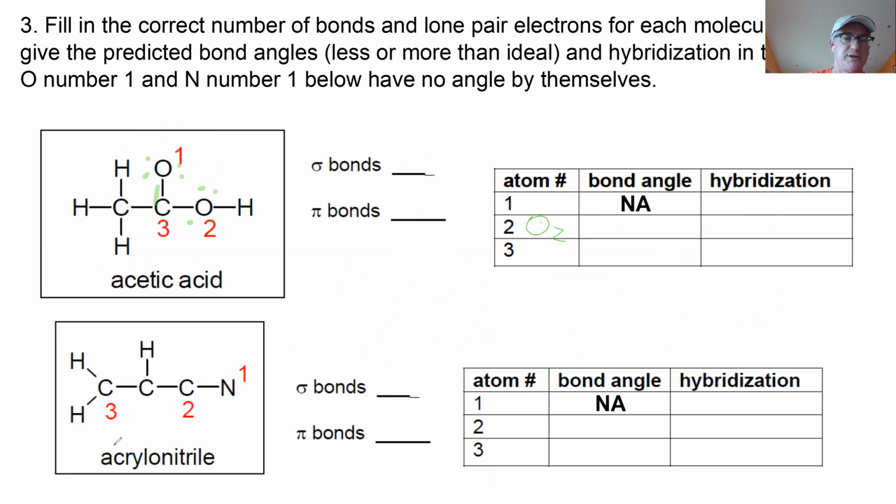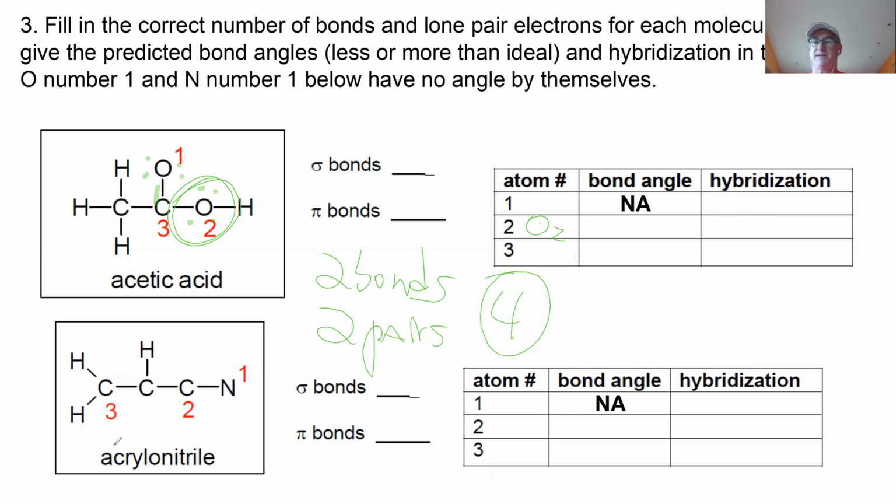So here's oxygen 2. How many electron regions are around that? 4. Right. So we've got 2 bonds, and we have 2 pairs. So we have 4 regions of electron density. So what hybridization is that? sp3. Yep. 4 regions. We need to have 4 places. So sp3.